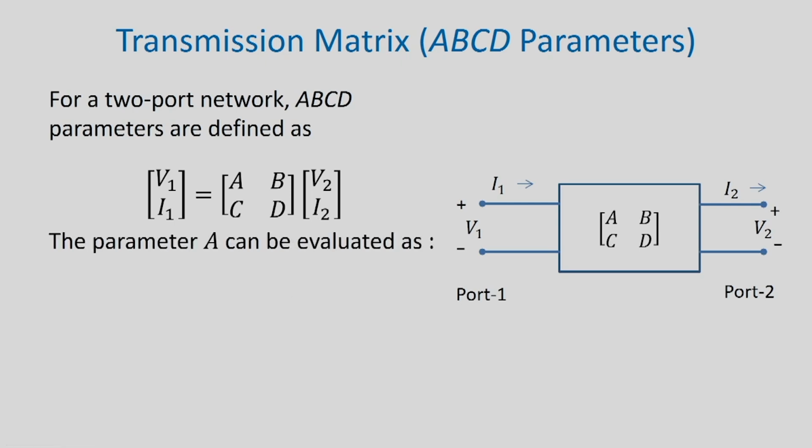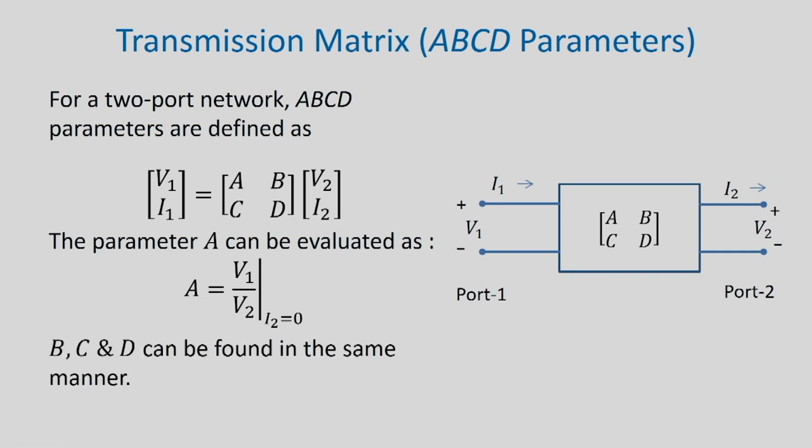Now, for example, we can calculate the parameter A as V1 by V2 when I2 is equal to 0. That means, when port 2 is open circuited, at that time the ratio of voltage in port 1 and port 2 will give the parameter A. In the same manner, we can find the other parameters B, C and D. For example, B will be V1 by I2 when V2 is equal to 0.